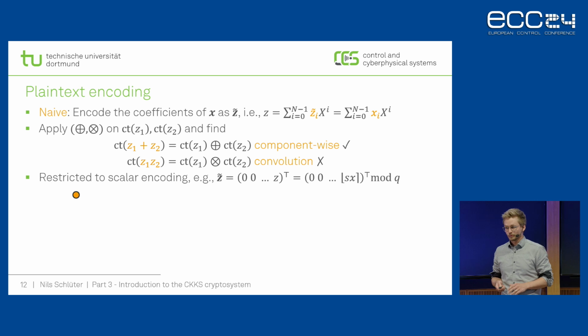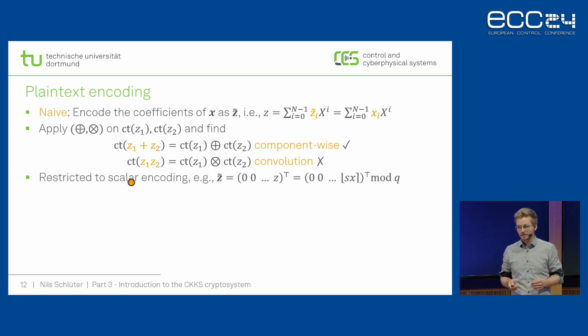So what we could do in that context is restrict ourselves to a scalar encoding, where we only use one of the coefficients of our polynomial. So we only put one of the elements inside there, which is of course a waste because we have n coefficients and we only use one of them.